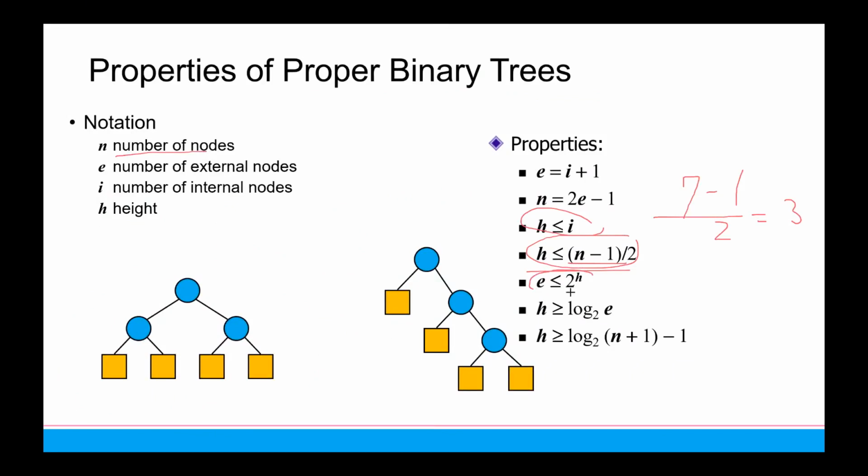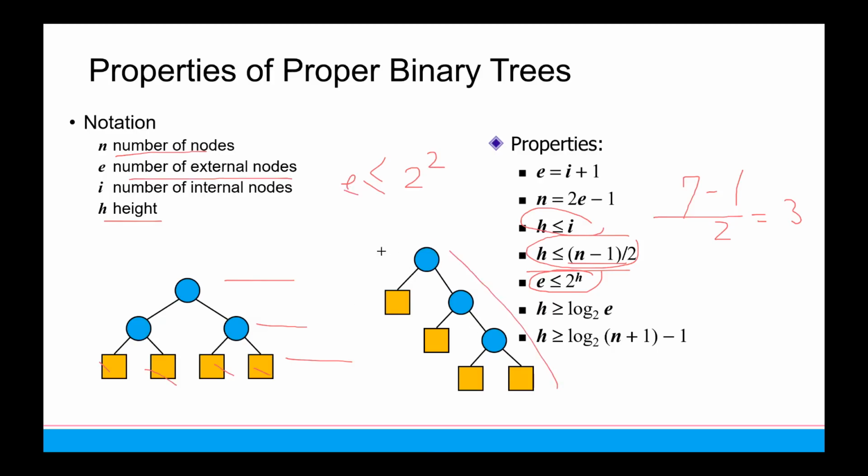e is less than or equal to 2 to the power of h. Yes, e is less than or equal to 2 to the power of h. h is the height. Let's say the height is 2. Then e is less than or equal to 2 to the power of 2. e is the number of external nodes. So 1, 2, 3, 4. Okay, then it is 4.